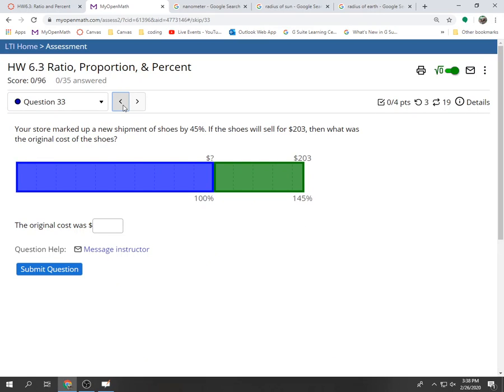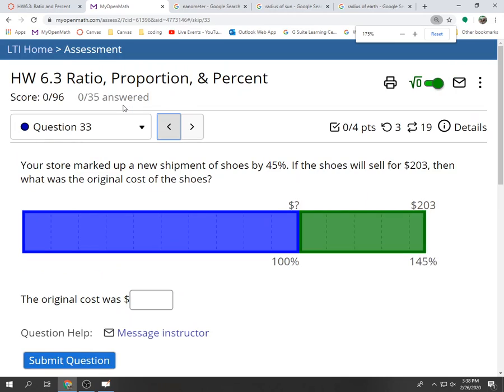Okay, number 34 is a problem. Okay, here's one. Your store marked up a new shipment of shoes by 45%. The shoes will sell for $203. If the shoes sell for $203, what was the original cost of the shoes? I'm going to blow that up a little more. So here I have the computer draw the picture for you, and I show all the marks of 10 on there.